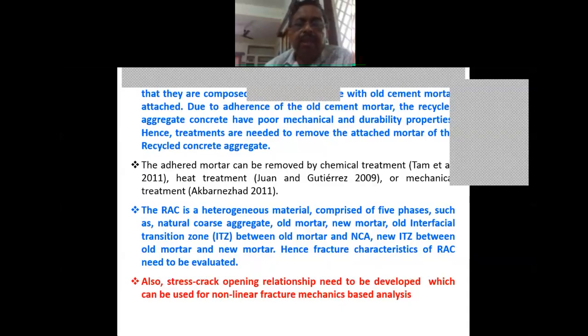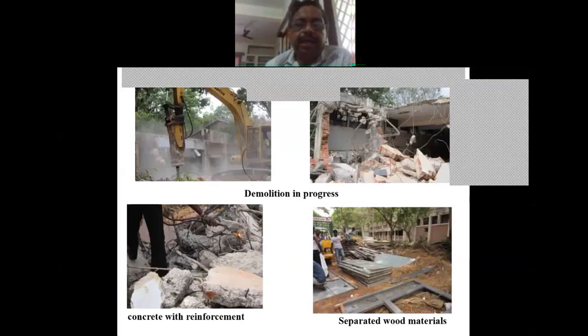But why it is happening is because of the adhered mortar on the aggregates in the recycled concrete aggregates. This is the normal process of demolition. The building will be broken using a hammer, a jackhammer. So there will be aggregate, bricks, aggregates, and wooden planks and all that. So you have to separate out each individual component. If you separate out the concrete and remove the reinforcing bar, and then make the aggregates from this, then we can call it RCA, recycled concrete aggregate.